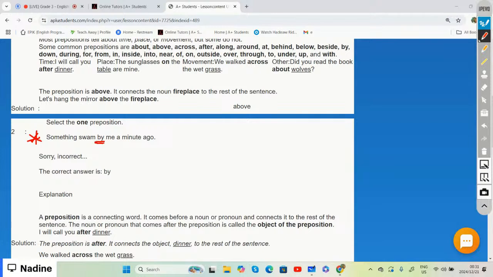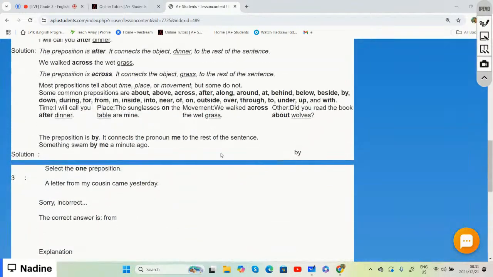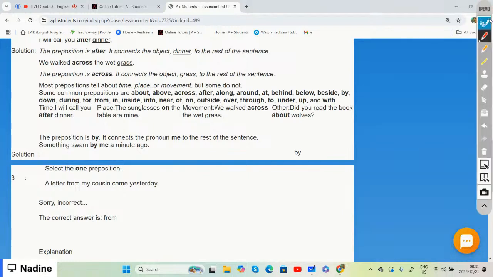And if we were to choose our preposition, then well done. By is our preposition. Well done. Something swam by me a minute ago, and that is our preposition. All right, let's do this one, and then we're going on to our test.